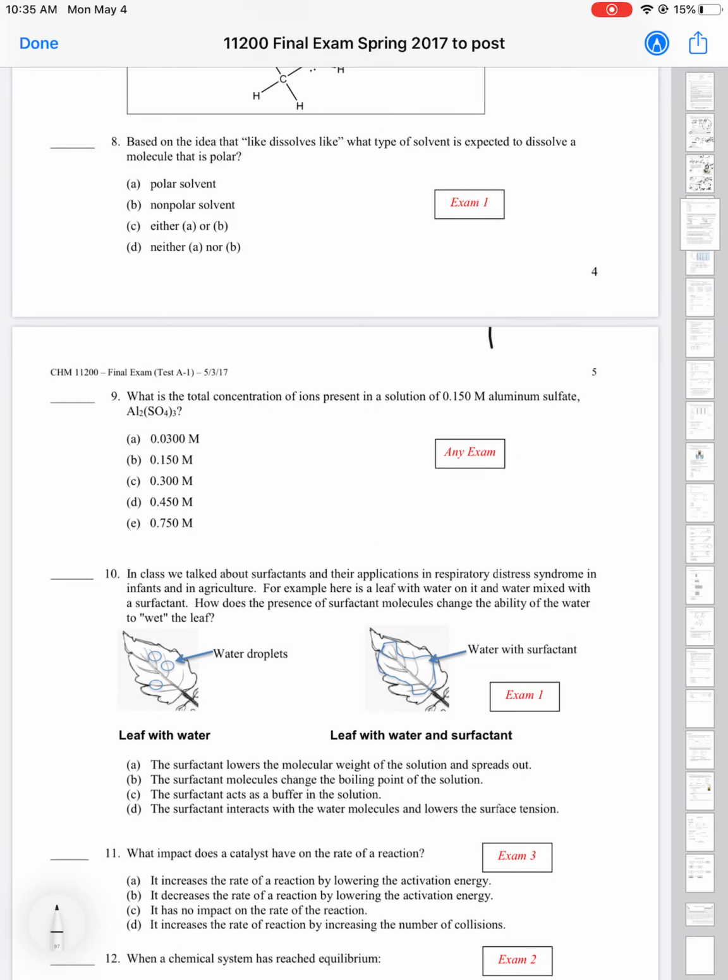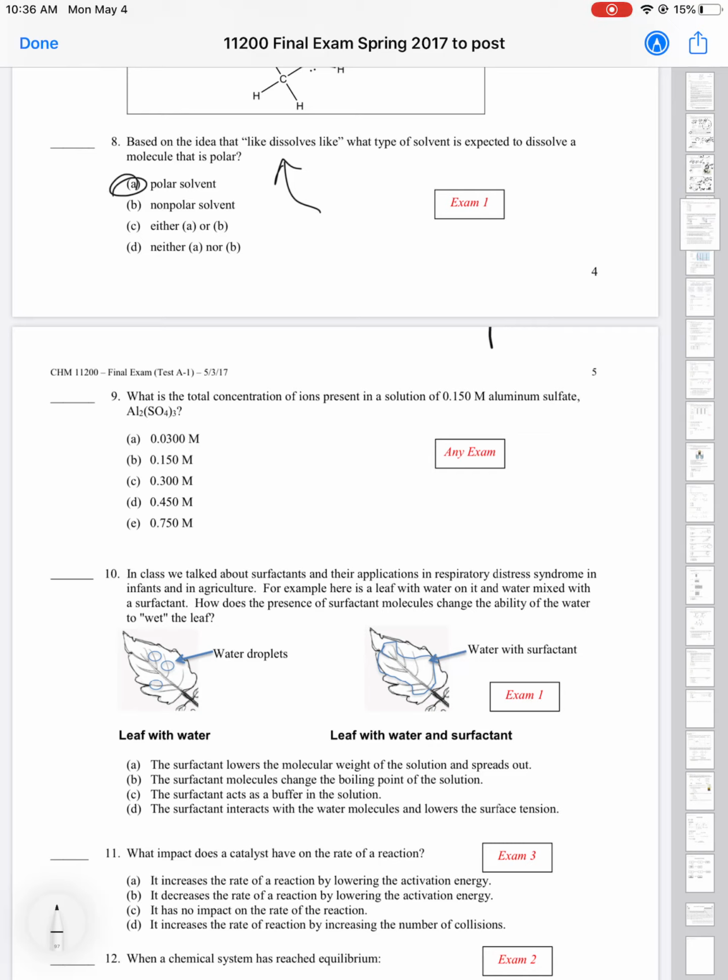Based on the idea that like dissolves like, what type of solvent is expected to dissolve a molecule that is polar? So, like dissolves like, so the answer is A. If you think about it, replace like dissolves like with the same word each time, so polar dissolves polar. You can't say polar dissolves nonpolar.